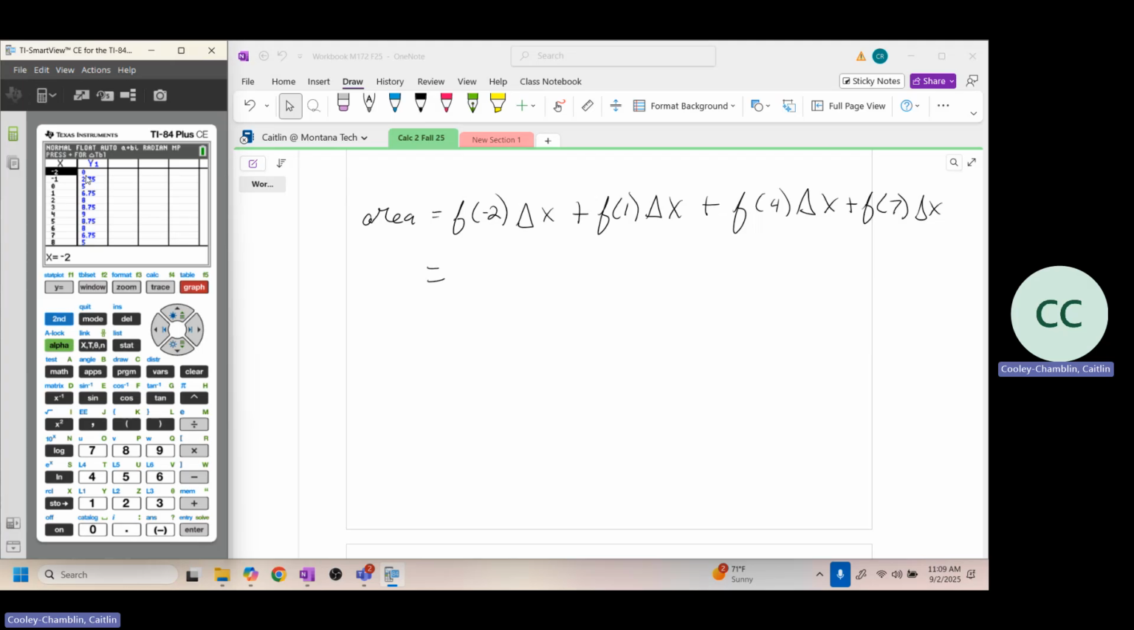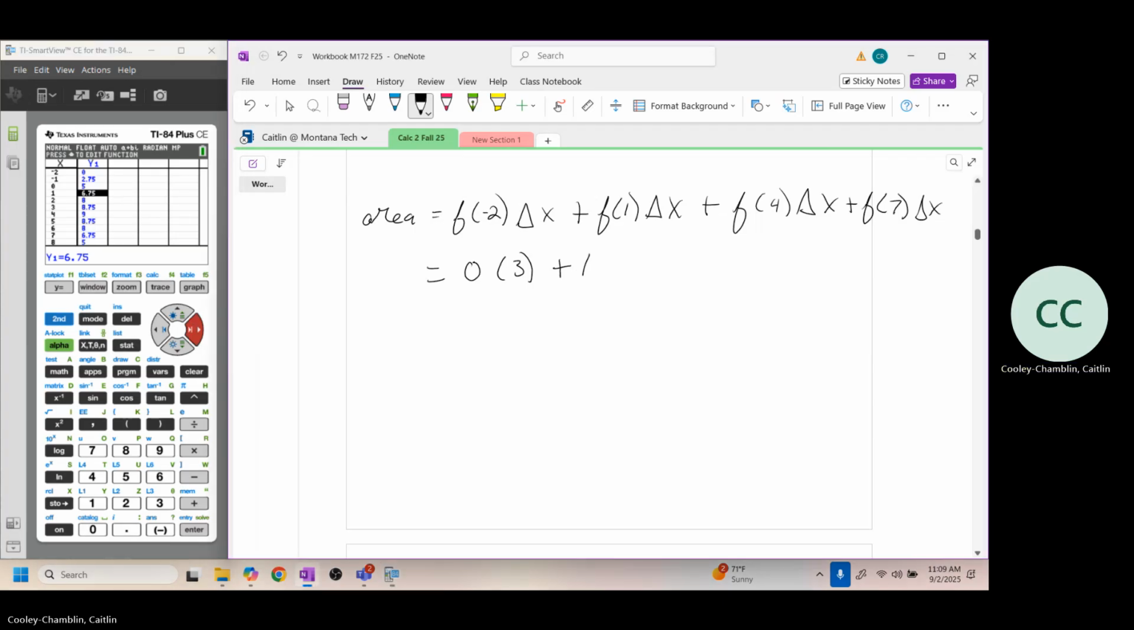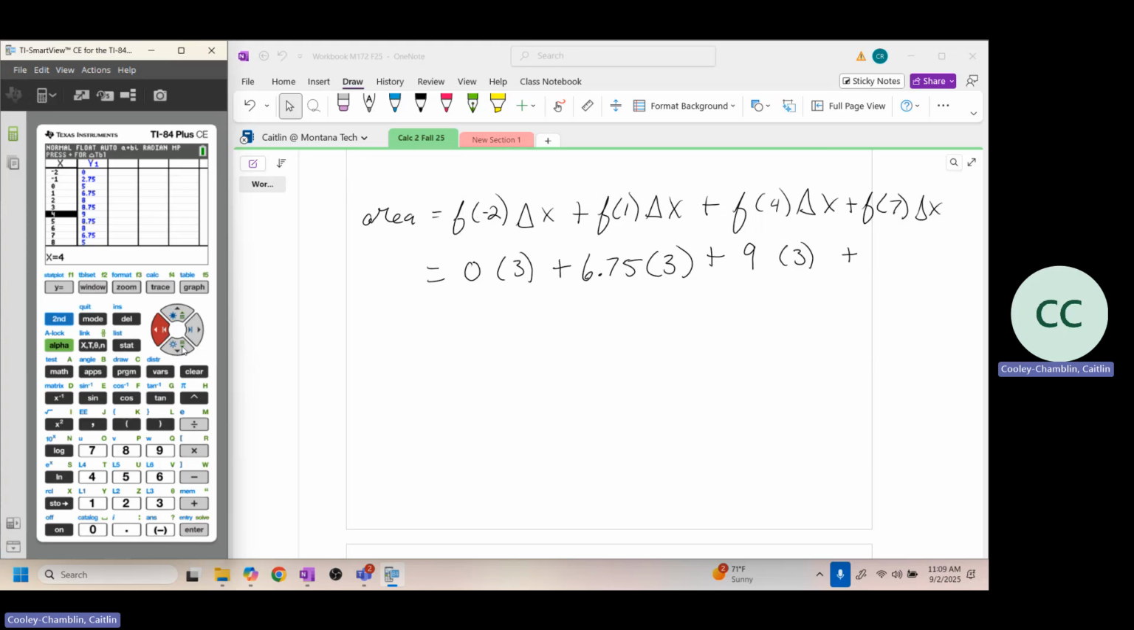At negative 2, the height of my curve is 0. We know the width of my rectangle, the change in x, is 3, plus the height of my curve at positive 1 is 6.75, and the width of my rectangle is 3, plus at 4, so we're going to scroll down to my x is 4, the height of my curve is 9, and the width of my rectangle is 3, plus our last one is we want what is the height of the curve at 7, and that is 6.75, and the width of my rectangles are 3.